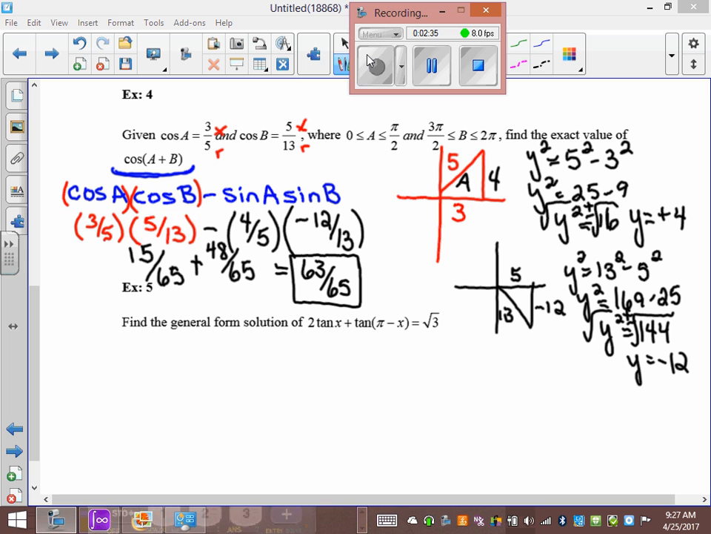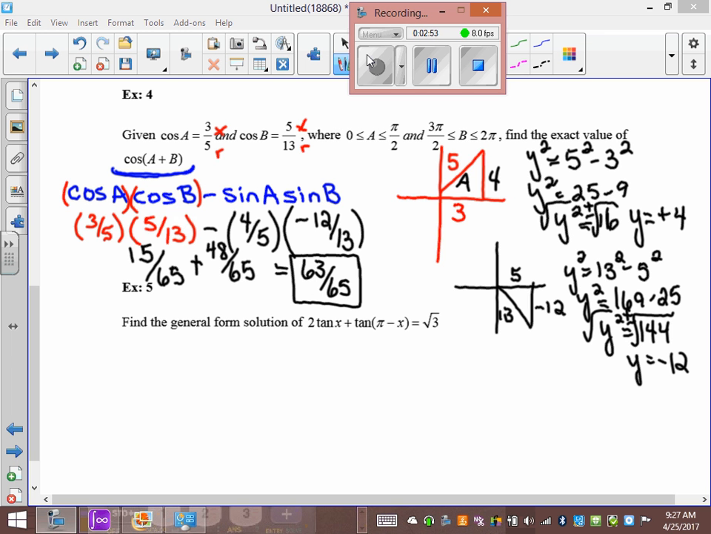So where do people error instantly? They take this 3/5 and they put it in for A. They take the 5/13, put in for B, and they find cos of that. That's one error. Or they just add the two of them. That's another error. Those will be answers on your diploma, those errors.